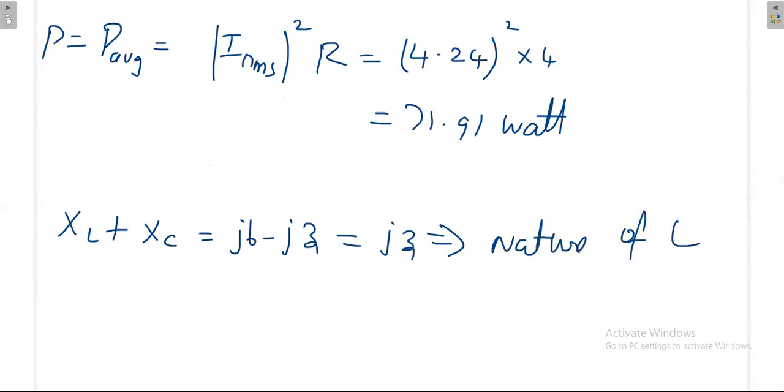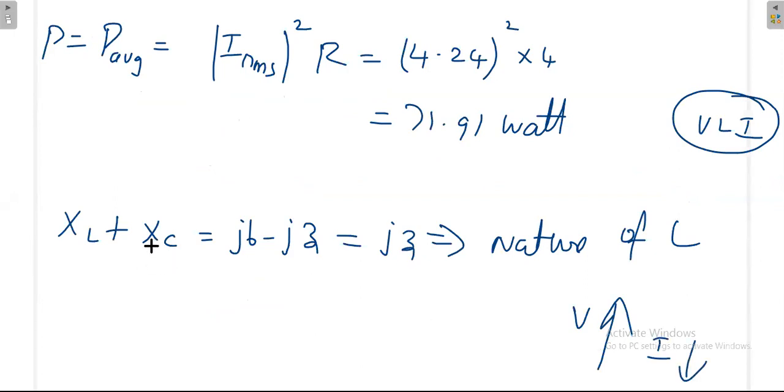Once the circuit is an inductor, which one will lead, which one will lag? Voltage will lead, current will lag. If it is an inductor, voltage will lead, current will lag, or this is also called a lagging circuit because current is lagging. So this is a lagging circuit. Now, what is the power?